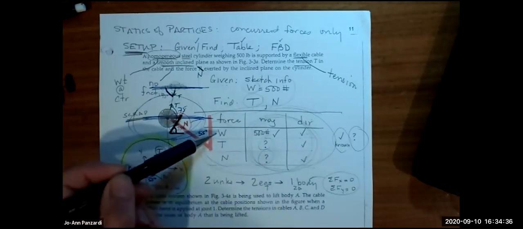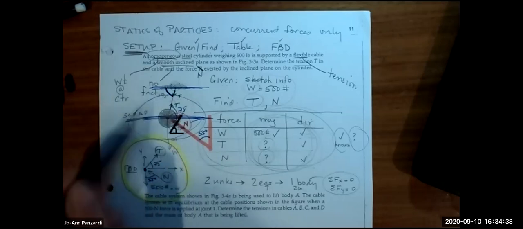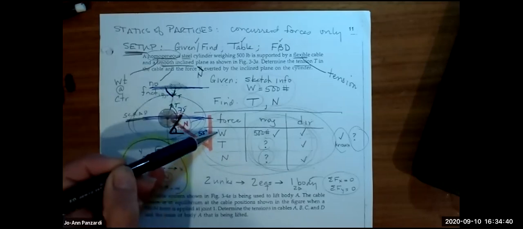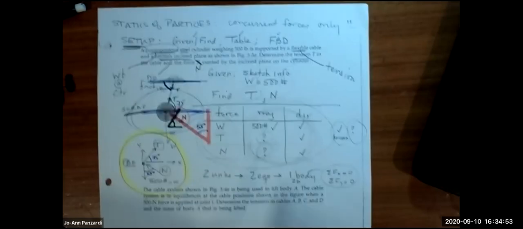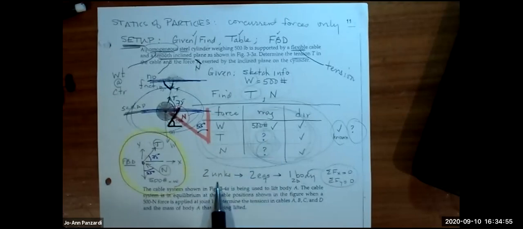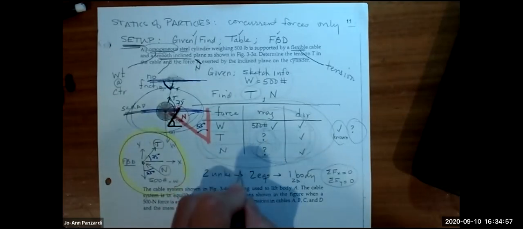What we found was in this system here, there's a weight, there's a tension, and there's a normal. The weight magnitude is given. We do not know the tension, so we put a question mark. We do not know the normal, we put a question mark, but we know the direction of all three of them. So in the end, there are two unknowns. And when you have two unknowns, you need two equations to solve it.